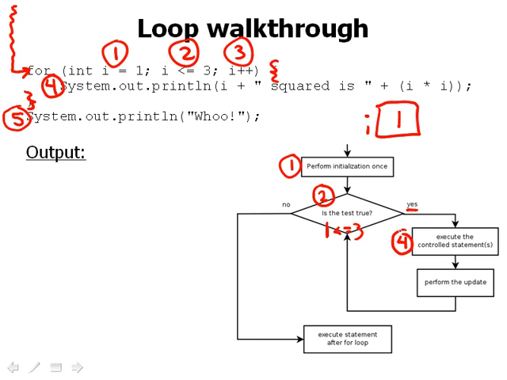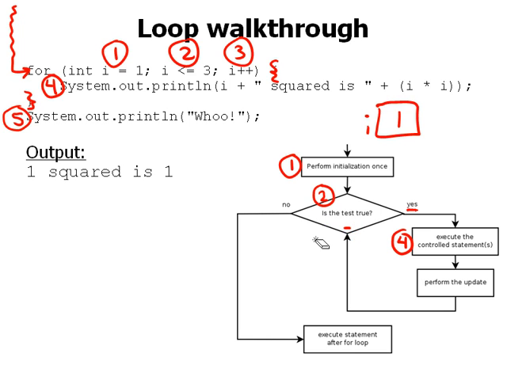We go 1, 2, 4. So we execute the controlled statements. That means that println statement inside the braces there produces this line of output, 1 squared is 1. That's because the value of I still has 1 on our drawing there.